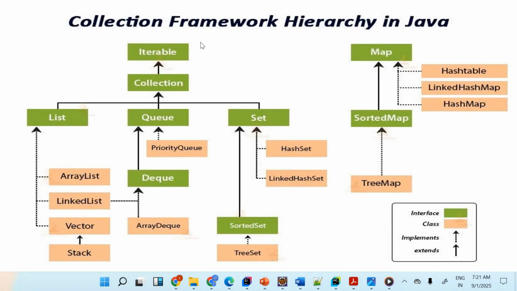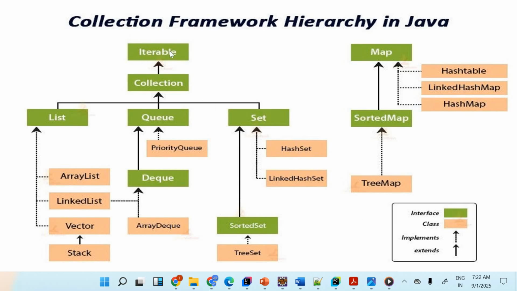Now let's understand the hierarchy of the collection. In the collection framework hierarchy in Java, first we have Iterable, which is the parent of all the interfaces. You have to understand this with the diagram. Whatever comes in one color is an interface, and whatever comes in pink is a class. A dotted arrow means implements, and a solid arrow means extends.